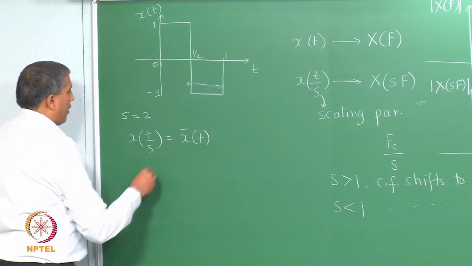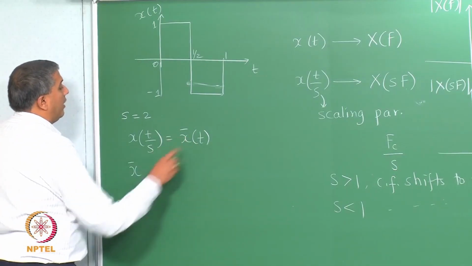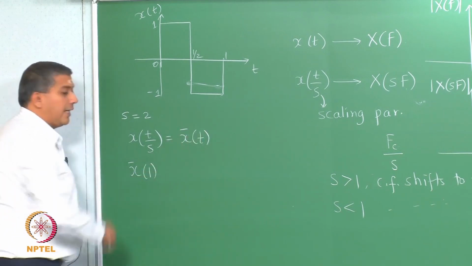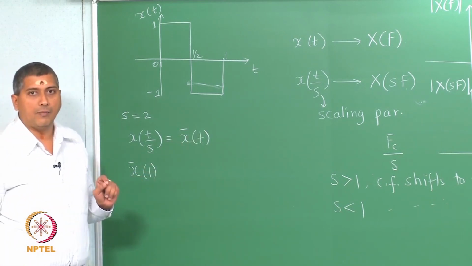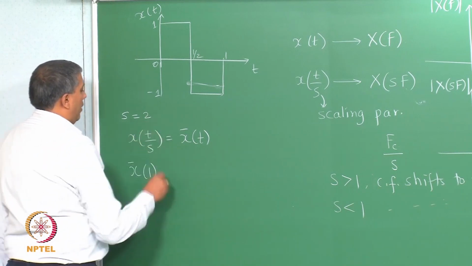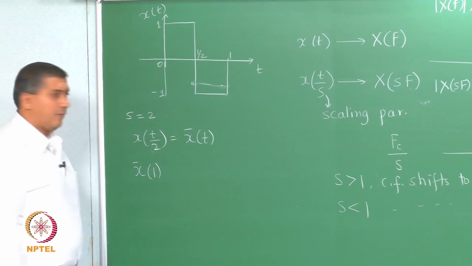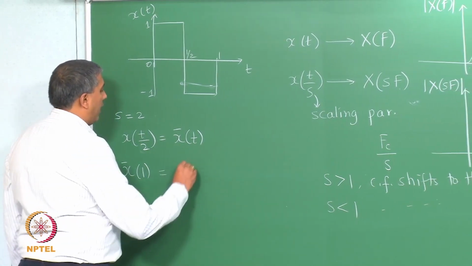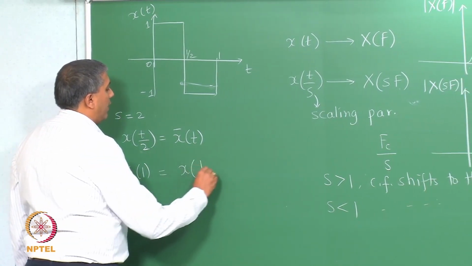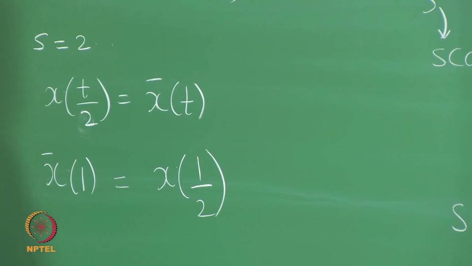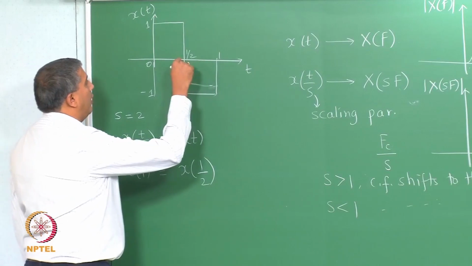So, let us say I am asking what is the value of x bar at time 1, at t equals 1. Now, because s is 2, I am going to replace s with 2 here. As a consequence, I have x bar of 1 as x of half, which means the value at half.